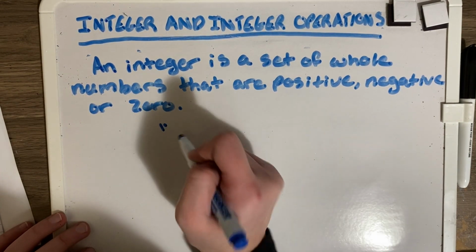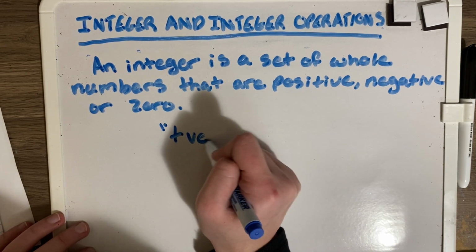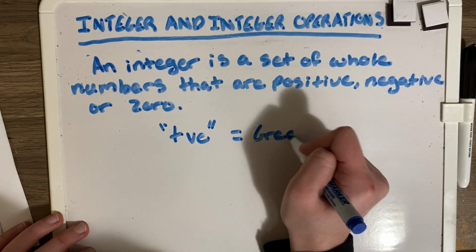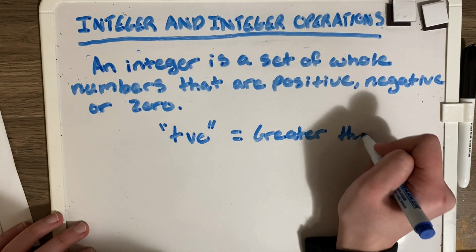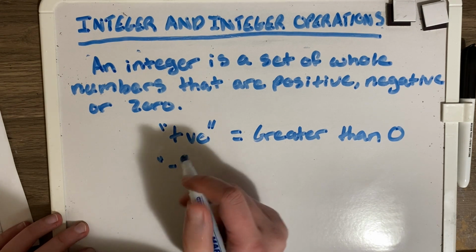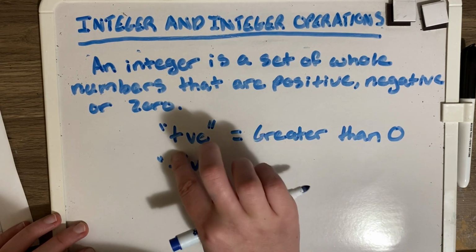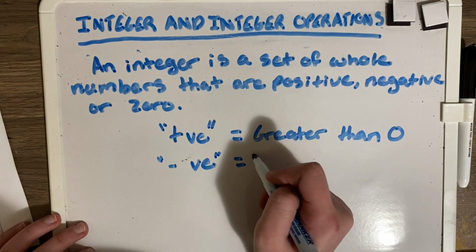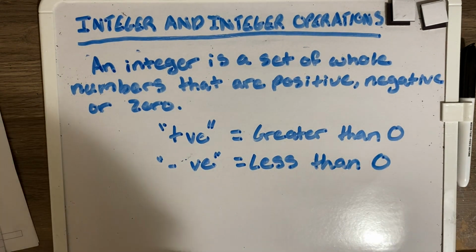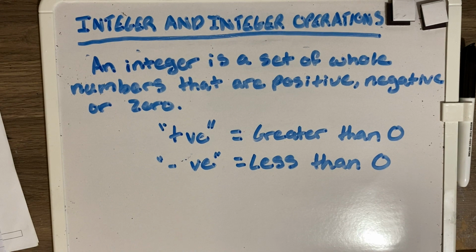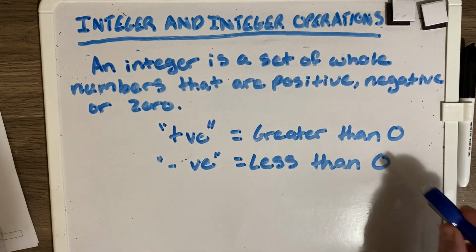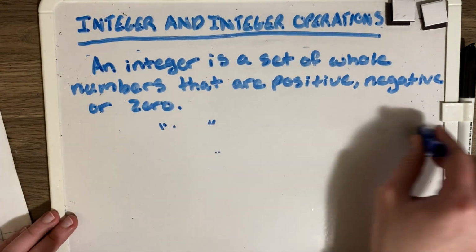So there are two types of integers. There is a positive integer, and that means that the number is greater than 0. And there is a negative integer, which means that the number is less than 0. When we do operations with integers, there are rules or formulas that will determine what the outcome is. There are two sets of formulas.